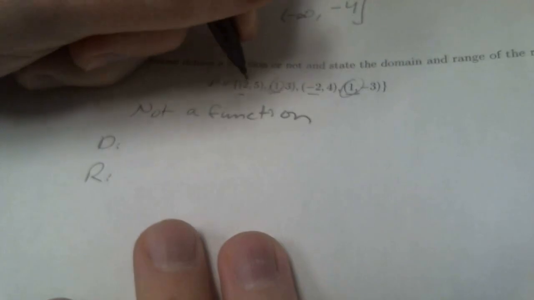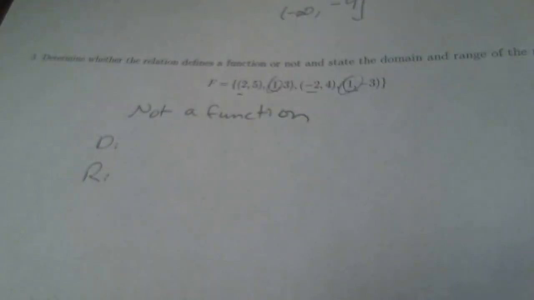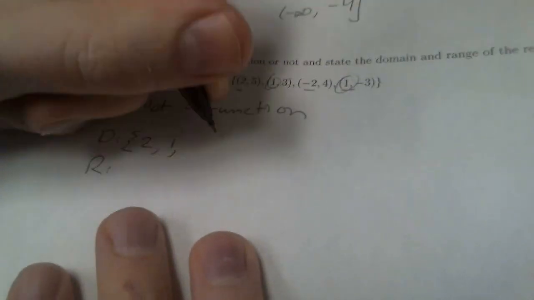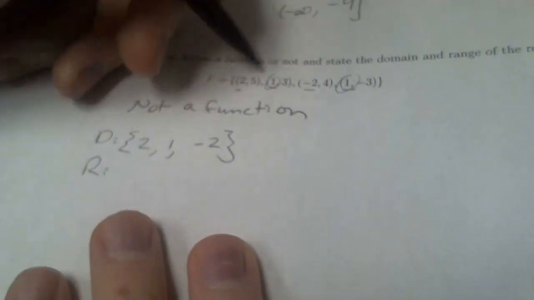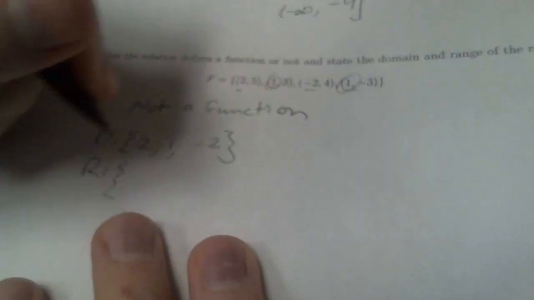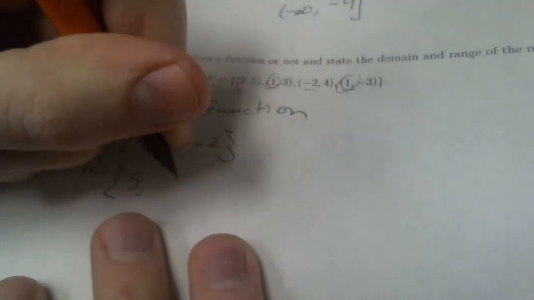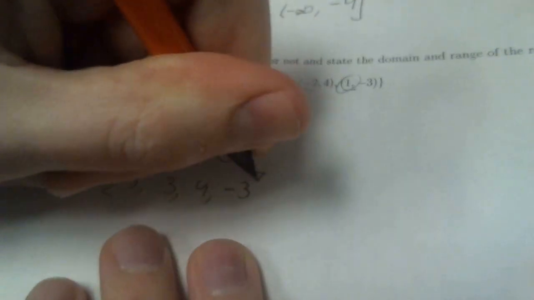All right, so the domain and range. The domain is going to be all the values for your first component, or all the x values. So it's just going to be a list of the values for your first component: 2, 1, and negative 2. And the range is going to be all the values of your second component, or all the y values. So we have 5, 3, 4, and negative 3.